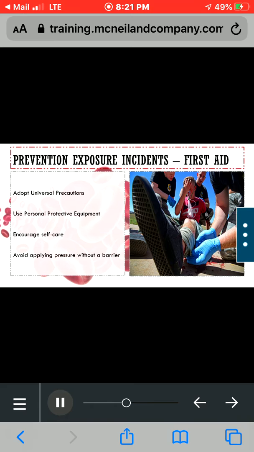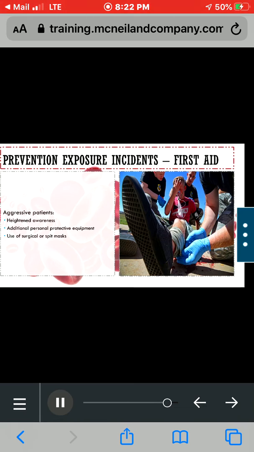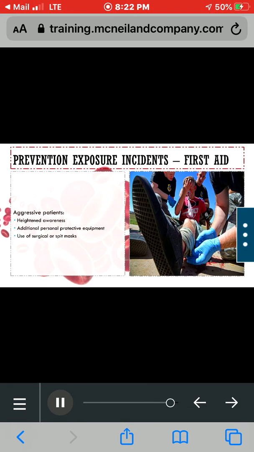Of importance for first responders is the possibility of patients purposefully trying to infect the responder. If a patient is agitated, you must have heightened awareness of the possibility of bloodborne pathogens and use additional PPE. For example, gowns, masks, and face protection can limit or prevent the spread of bloodborne pathogens if an agitated patient tries to spit in the responder's face. Additionally, if your organization's protocols allow the use of surgical masks or spit masks on aggressive patients, these may be options to help protect not only you, but your crew and any other people in the area.